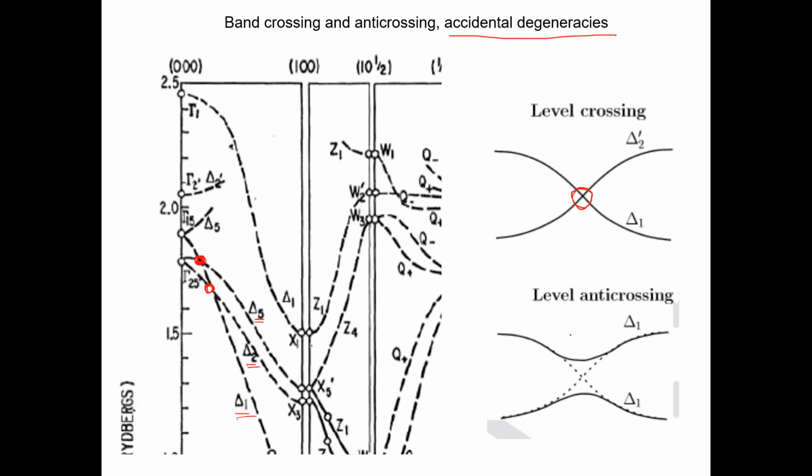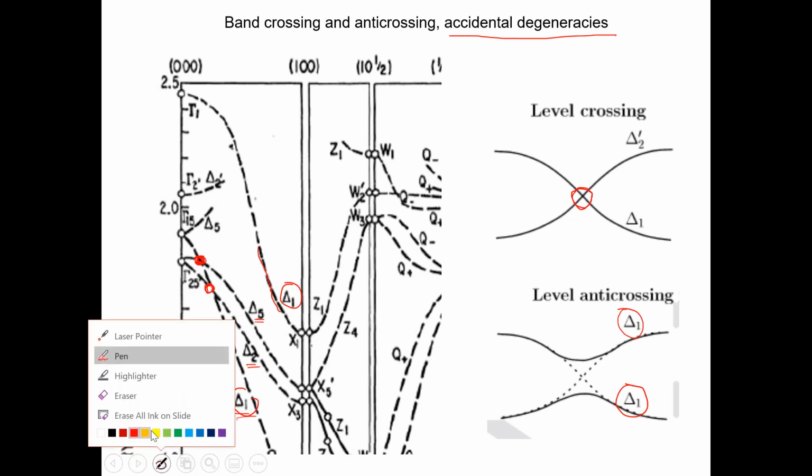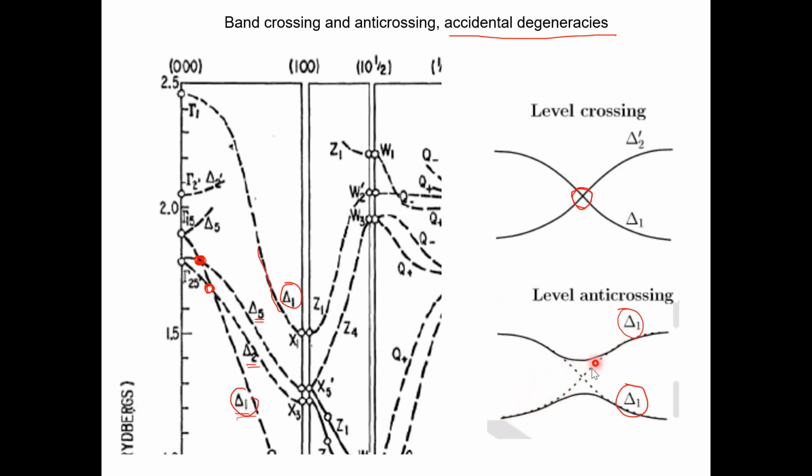But when you have two states with the same symmetry, in this case two delta 1 states, you see that they never cross. So you can look here, there's a delta 1 band here, right? This is a delta 1 band, and there's another delta 1 band here, and you see they never touch, they never get close to each other. So if they actually try to get close to each other, what's going to happen is what I'm showing here in this picture. They will repel each other. So this is what we call level anti-crossing or band repulsion. This is also called band repulsion.